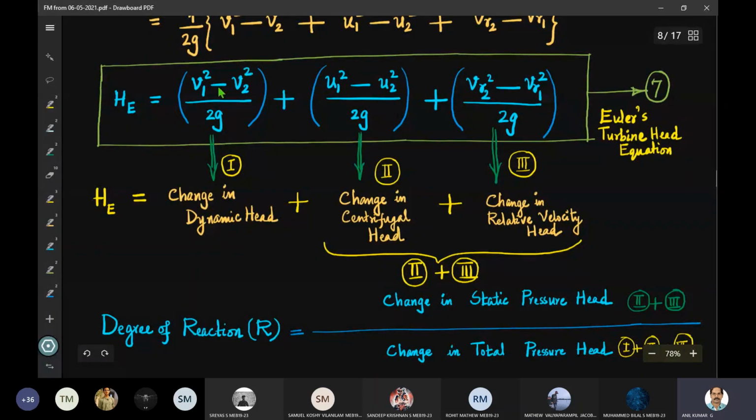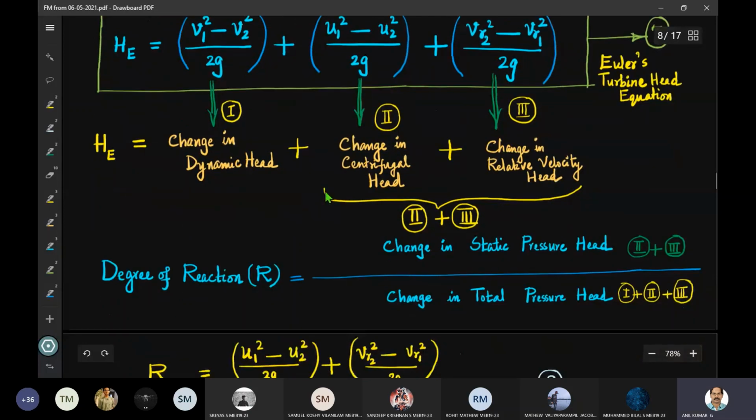And this first one represents the change in dynamic pressure head. So please note this: V1 square minus V2 square by 2G represents the change in dynamic pressure head of the fluid. And the second term, U1 square minus U2 square by 2G, is known as the change in centrifugal pressure head. The change in centrifugal head, that is the second term. And the third term, VR2 square minus VR1 square by 2G. Please take a note of the order. That third term represents the change in relative velocity head.